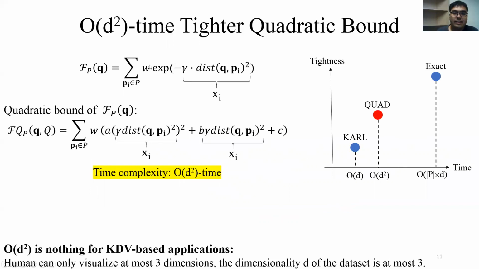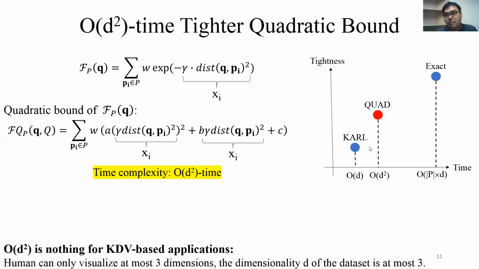And the idea is simple. You replace this exponential minus x by this function ax squared plus bx plus c, which is a quadratic function. And you can further expand these terms, and you can find that the time complexity is O(d squared). For details, you can refer to my paper.